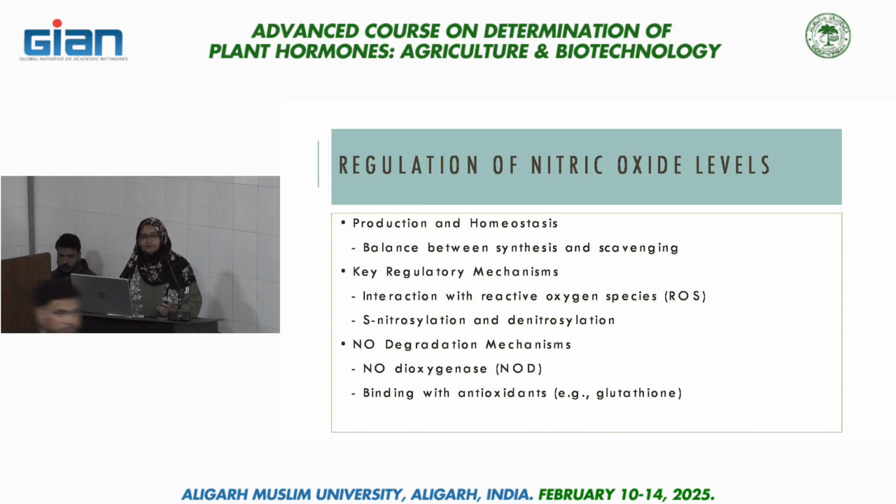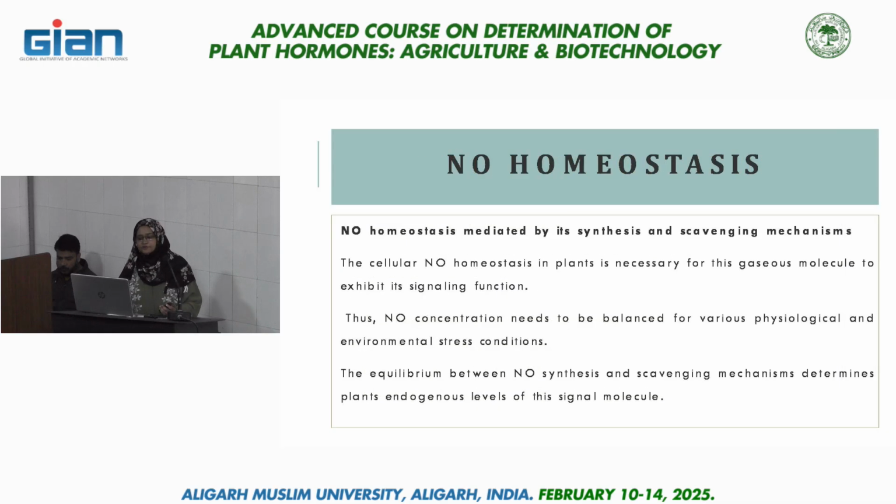which must be carefully balanced to respond to various physiological and environmental stress conditions. And this balance ensures that NO can effectively regulate plant growth, development and stress responses. And for this, first of all, we have to discuss what are the sources and synthesis of nitric oxide in plants, because NO homeostasis depends upon two things, its synthesis and its scavenging.